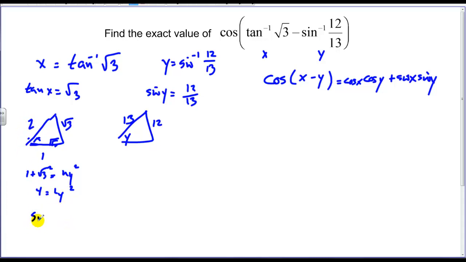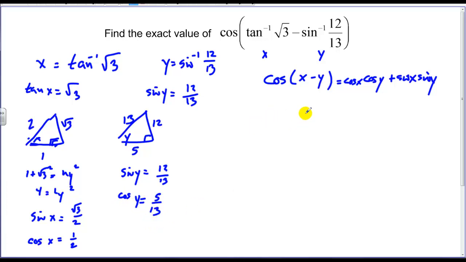Therefore, the sine of x is equal to root 3 over 2, and the cosine of x is equal to a half. In this case, Pythagorean triple. So I have the sine of y equaling 12/13, which we already knew, but the cosine of y is equal to 5/13. And now we can just plug into our formula over here.